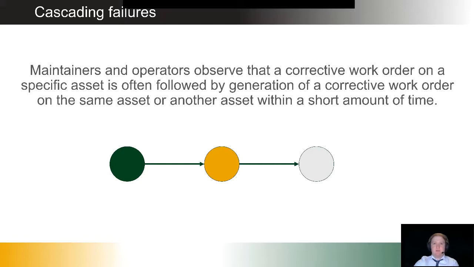So if these circles here represent assets, then it might be observed that the green dot fails, then a couple of days later, the orange dot fails, followed by a future failure in the gray dot not long after. Obviously, this is not a desirable circumstance. If it can be detected where these cascading failures are occurring, preventative measures can be implemented to fix the problem before it occurs, potentially saving a lot of money.